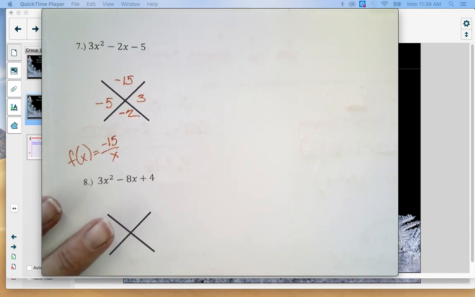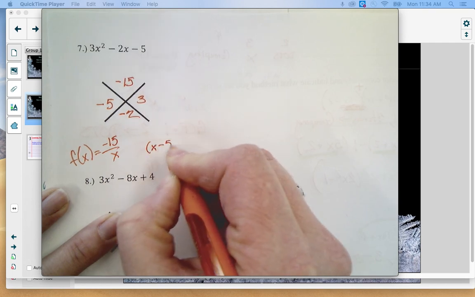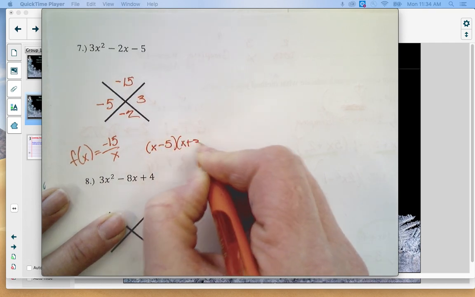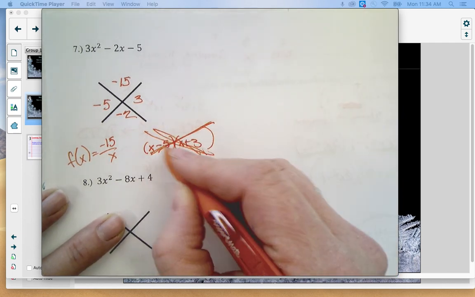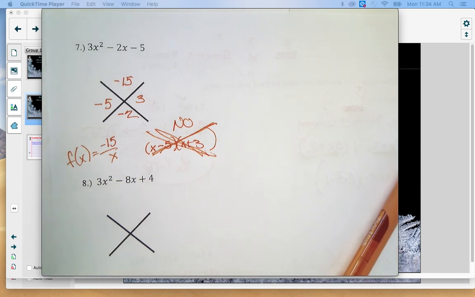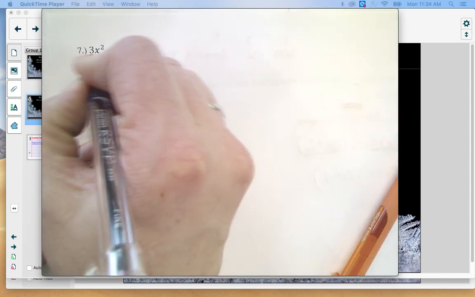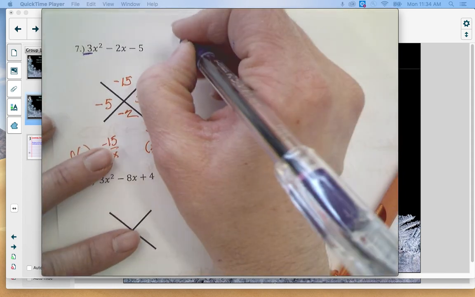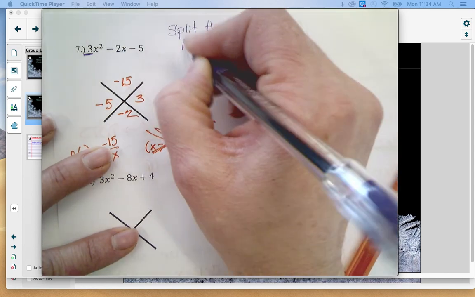All right, now here's the catch. Can I go right into the groups? x minus 5 and x plus 3. Does that work? No. Write it down and cross it off. This does not work. Why can't I do that? We've been doing it all along. What's the difference here? The A is not 1. So, A is not 1. I want you to write the method. It's called split the middle.